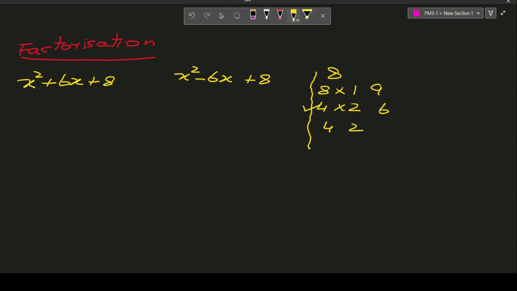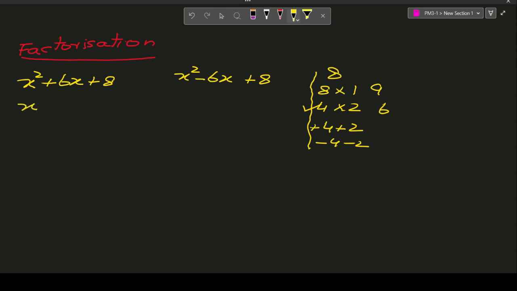When you add 2 numbers, both the numbers should have the same signs. Either they will have plus signs or they will have minus signs. If the sign of the coefficient of x, which is 6 here, is minus, then both will be minus. If the sign of the coefficient of x is plus, then both will be plus. So if I say plus 4 plus 2, it will give me plus 6. And if I say minus 4 minus 2, this will give me minus 6. So let's factorize both of them considering the same logic.